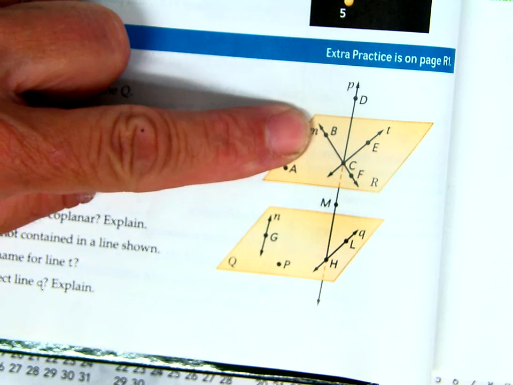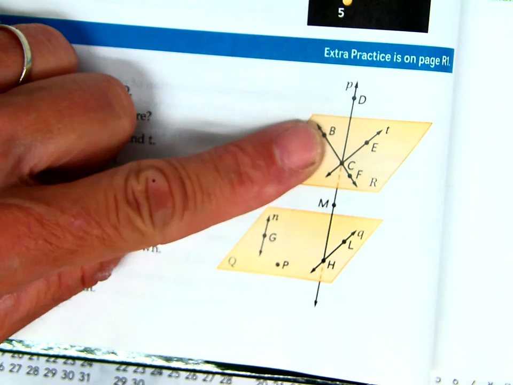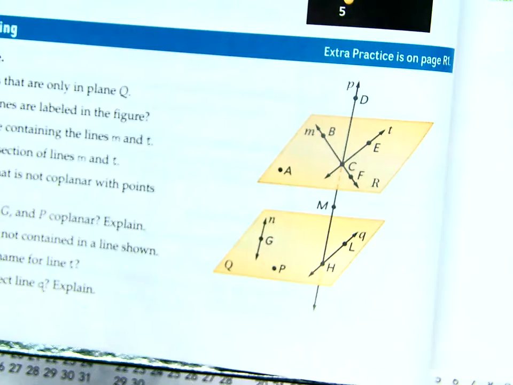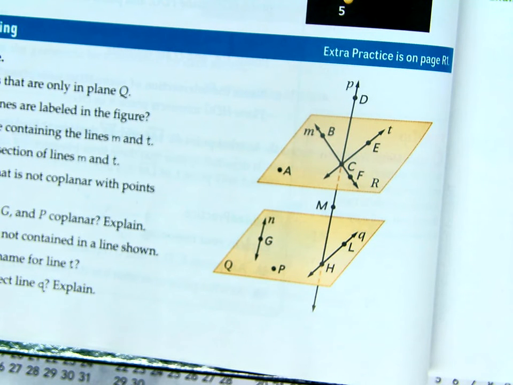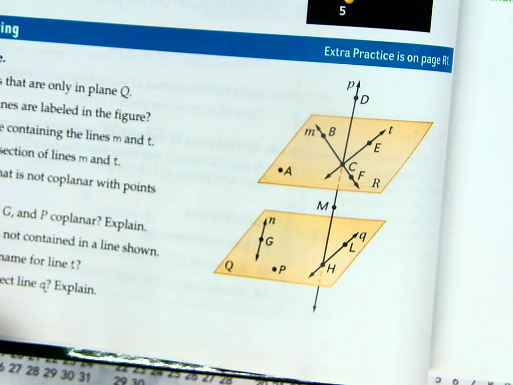A plane is 2 points and a third point not on the line. So it could be plane BA, and then vice versa. Could be BCE, BFE. How about ABC? No. Yeah.